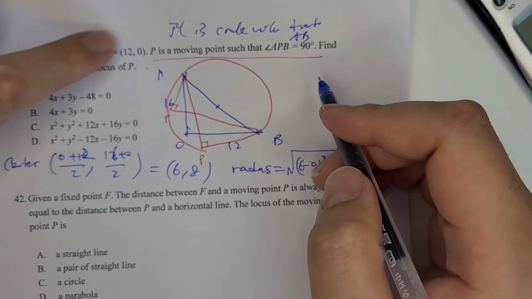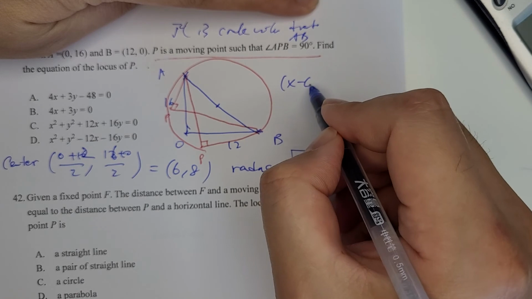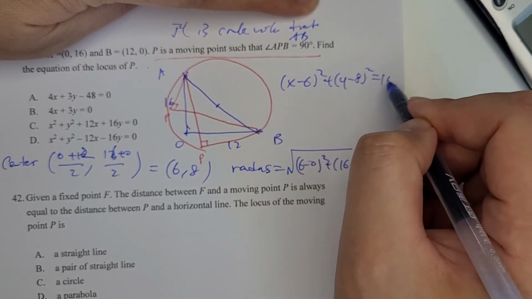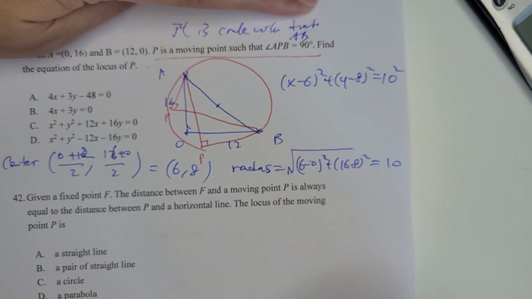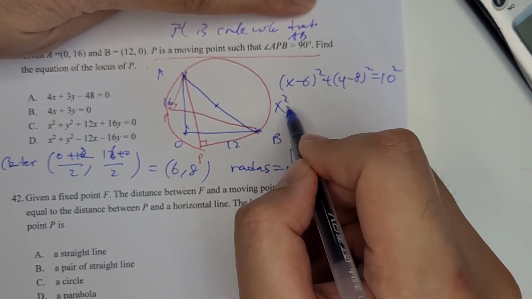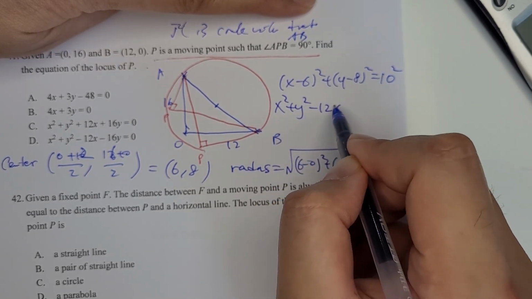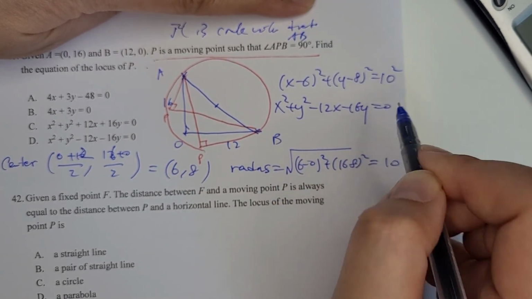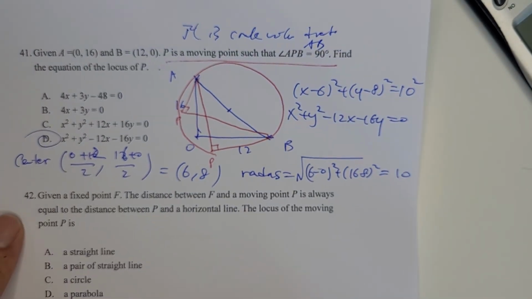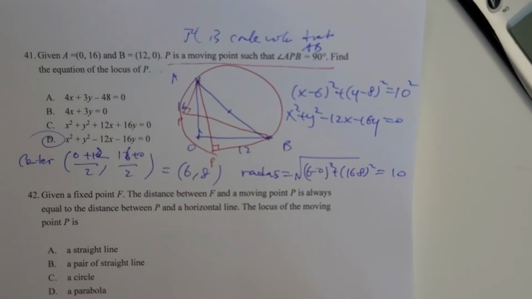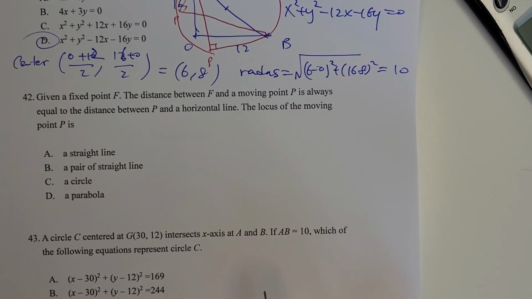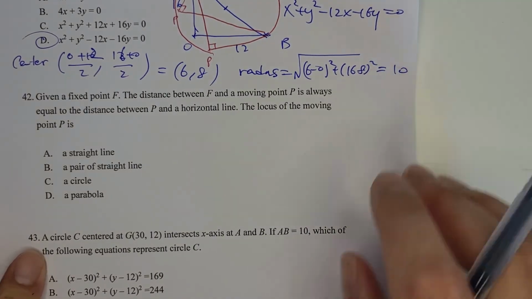So the equation would be (x minus 6) squared plus (y minus 8) squared equals 10 squared. And then you simplify this: x squared plus y squared minus 12x minus 16y equals 0. So the answer would be D. D for dog. And then go to question number 42.